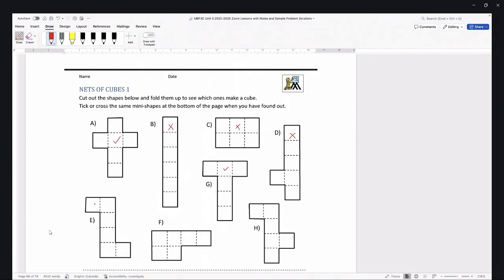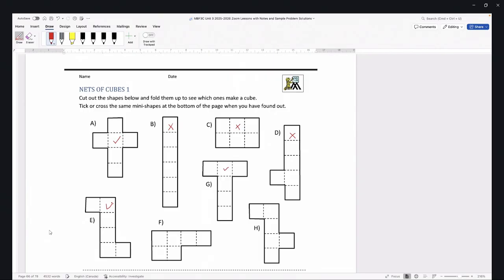This can be the side. This one can be a side. Then this can be the front, the bottom, the back, and the top. And then these become the two sides. So this one will indeed form a cube. So I can put a check mark next to that one.